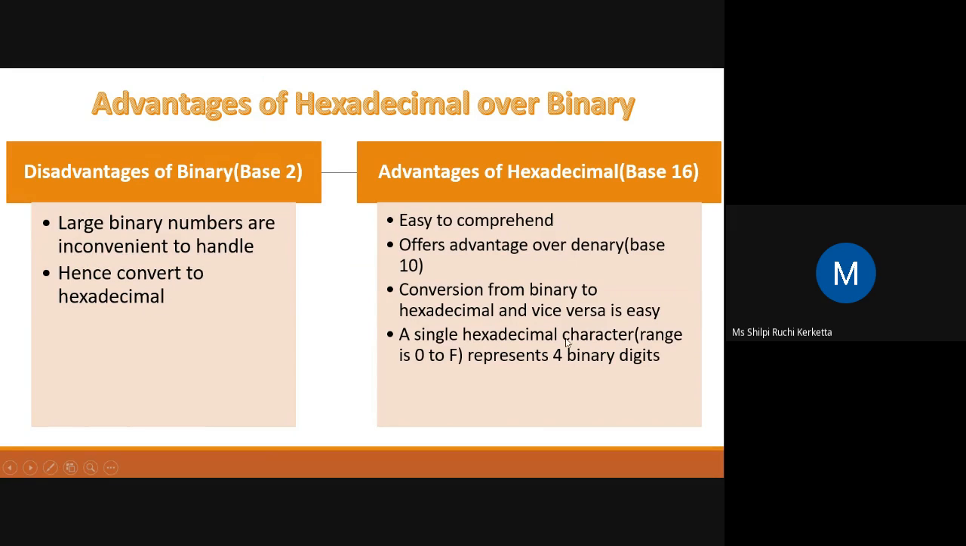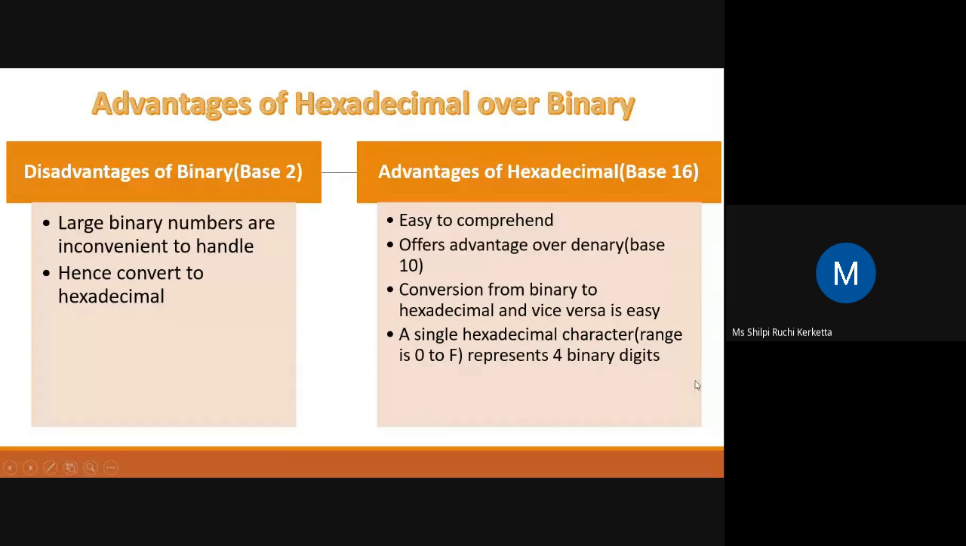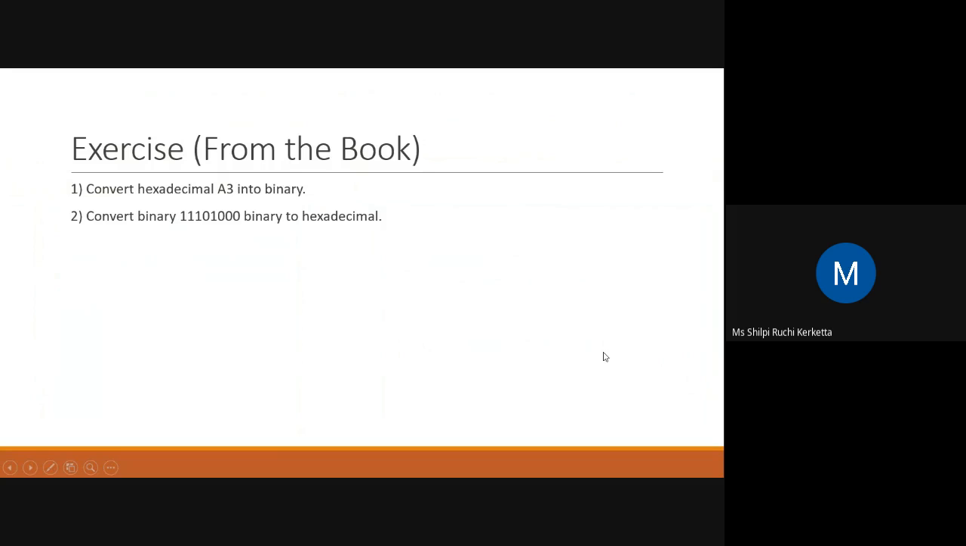A single hexadecimal character, ranging from 0 to F, represents 4 binary digits, which we have done. We are taking 4 binary digits, or 4 bits, or 1 nibble. This we are doing in hexadecimal. So this is from the book.